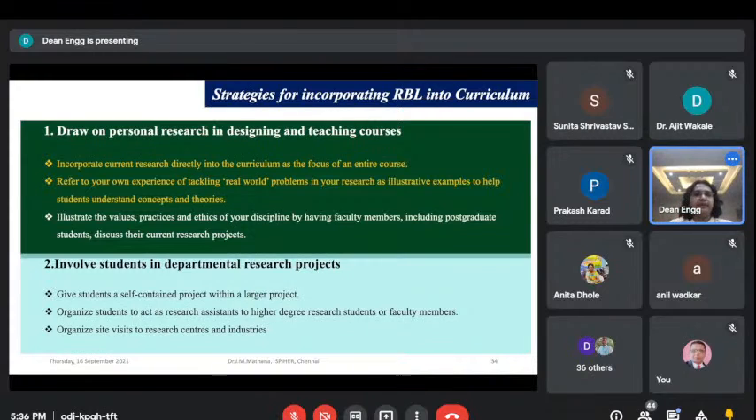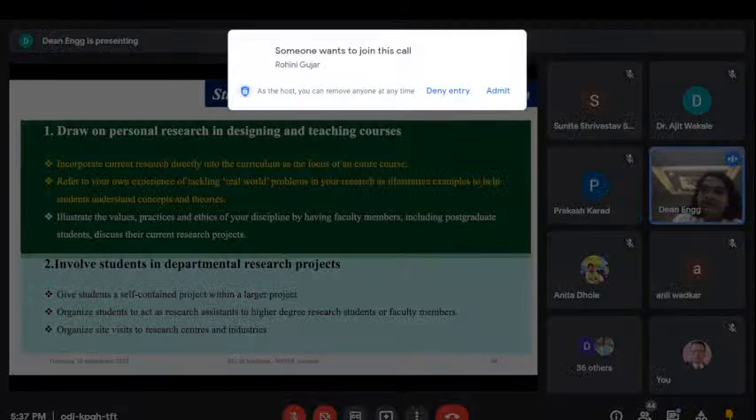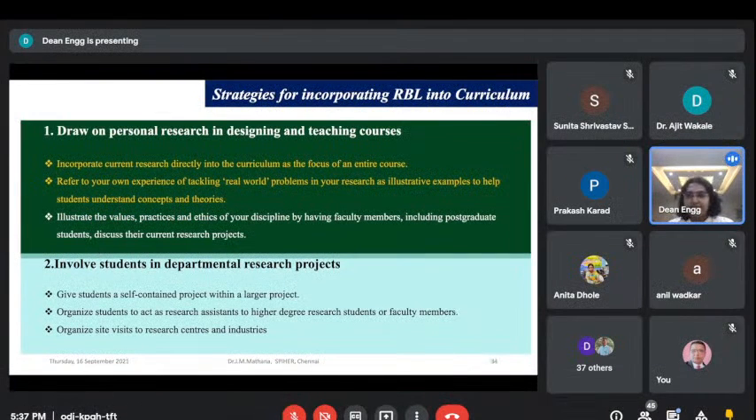That is very important. And the second one is, while we explain the theory, we have to share our own research experience with our students so that the students easily understand the concepts as well as the theory. That is the first strategy. Now, the second strategy is involve students in departmental research projects. See here, in science and engineering faculty, normally we receive funds from DST or any other funding organization, isn't it?